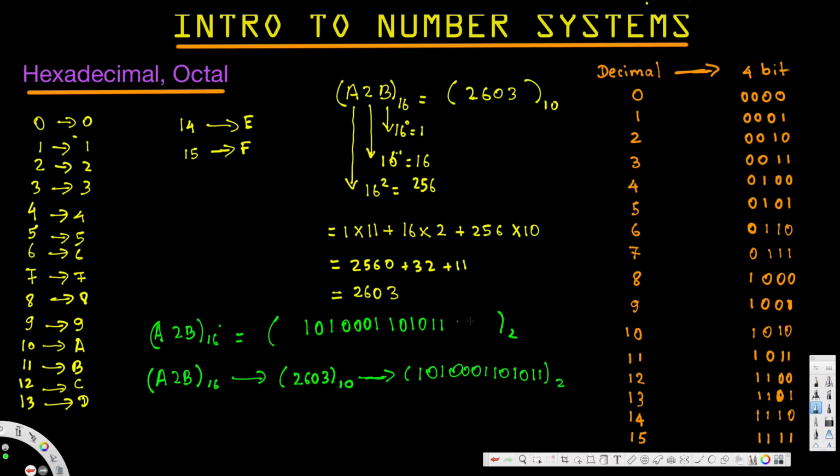Here the question is, is there any shortcut to convert this? The answer is yes. If you look at this, we have A2B. This is our hexadecimal number, and this is the table for hexadecimal. When we have hexadecimal, we can convert from this table directly.